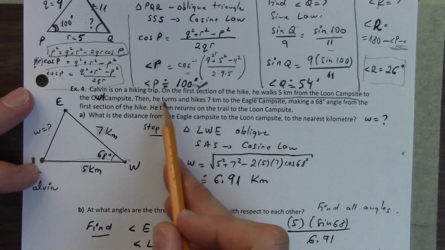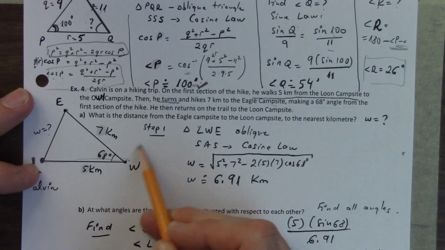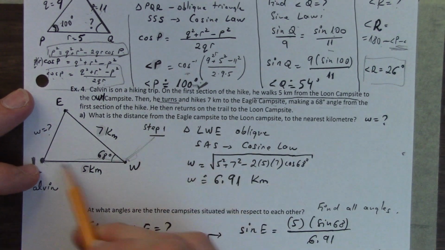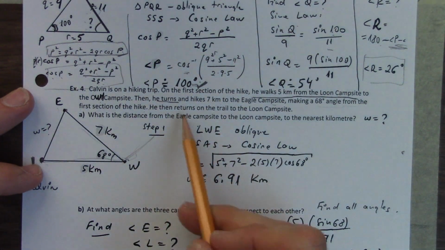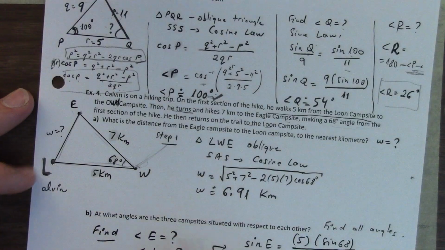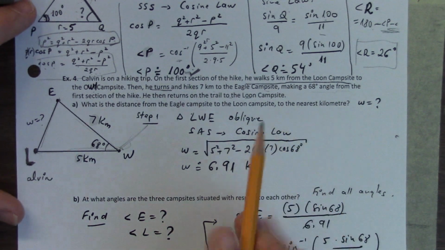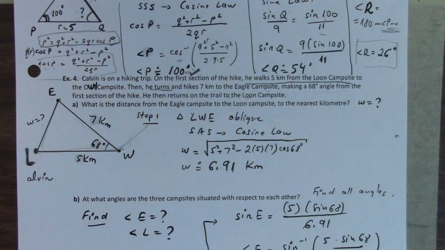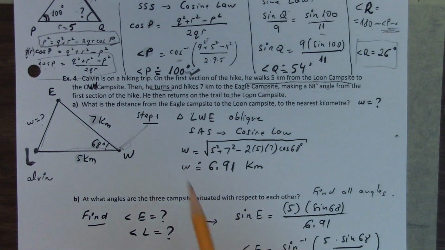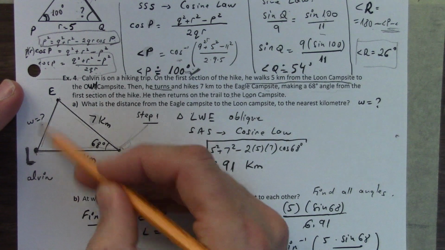So it's important here that it says he turns, right? Because this 68 degree angle, you might argue that it goes this way, but it says from his original direction, so he's turning, so it's 68, he's going back. He then returns on the trail to the loon campsite, so then he comes back. What is the distance from the eagle campsite to the loon campsite to the nearest kilometer? So it's asking for eagle to loon. He then returns, what's the distance? So we're looking for this, W.